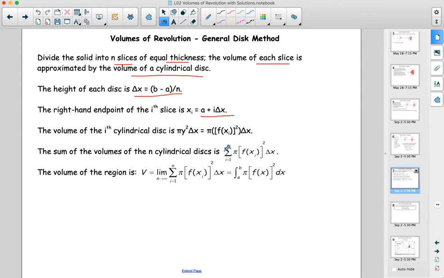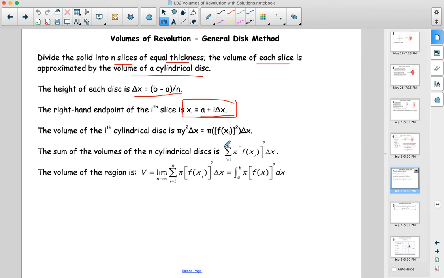And then we were going to add them all, the sum from i equals 1 to n of pi times f at x_i, all squared, delta x, where this is the correct coordinate using this. All right, remember we did that here. I've just defined that for you. x_i is a plus i times delta x. So instead of writing all of that, I'm just going to write an x subscript i there. And the sum from i equals 1 to n of pi times f at x_i, all squared, delta x.